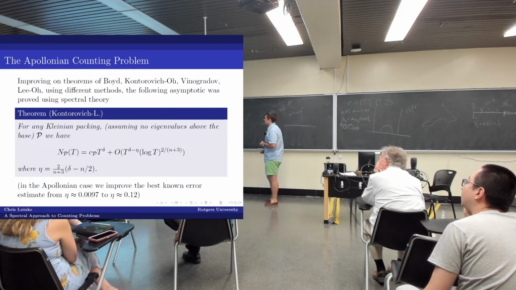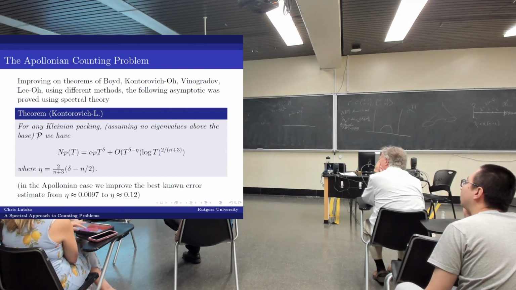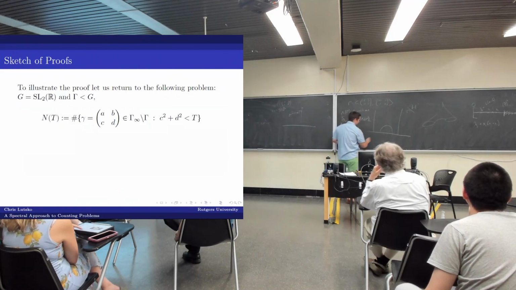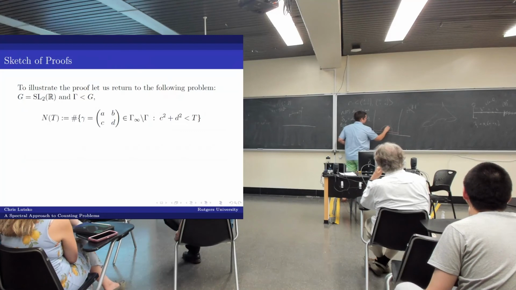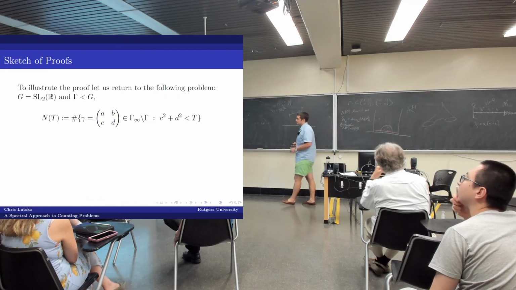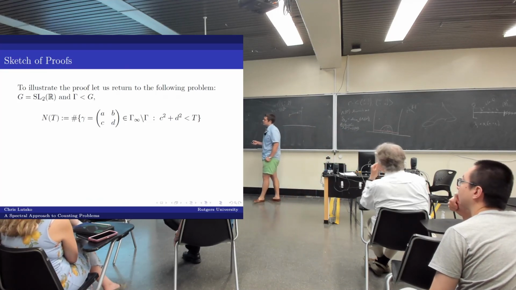All right, so I'm going to go back to this problem where I count points above some cutoff, because this will give you some of the ideas that go into the proof of the outcome. I don't want to go into it. So this is our counting function.